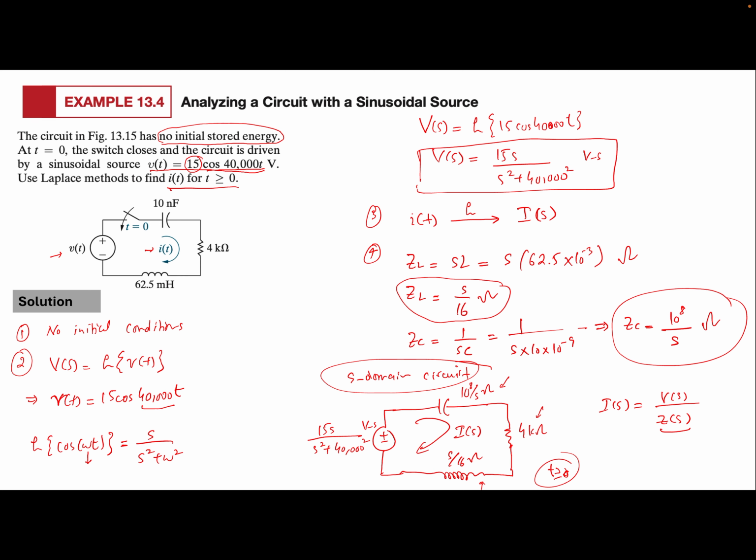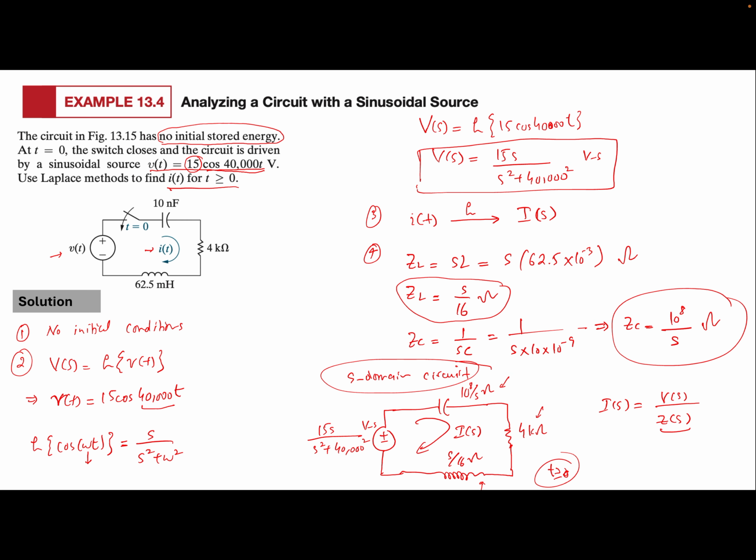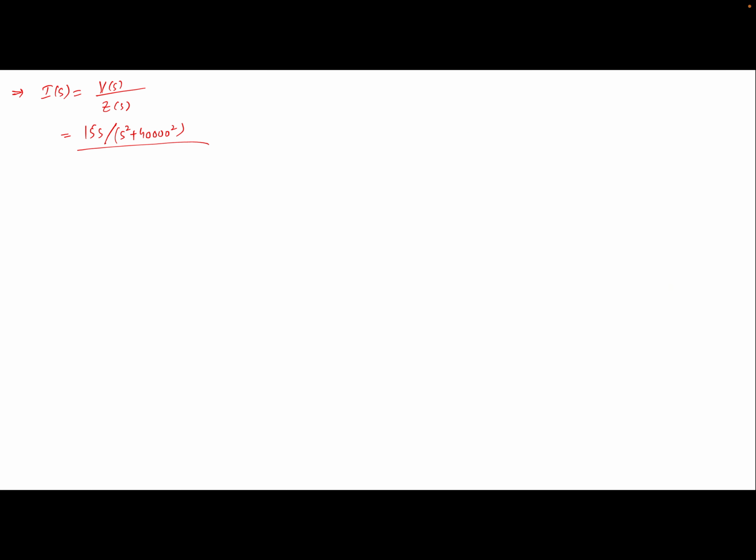Okay, so let me find this value again. I of S should be V of S divided by Z of S. So V of S is 15S over S squared plus 40,000 squared, divided by the resistance, which is 4 kilo ohms, plus 10 to the 8 over S plus S over 16. So you have 4,000 plus 10 to the 8 over S plus S over 16.